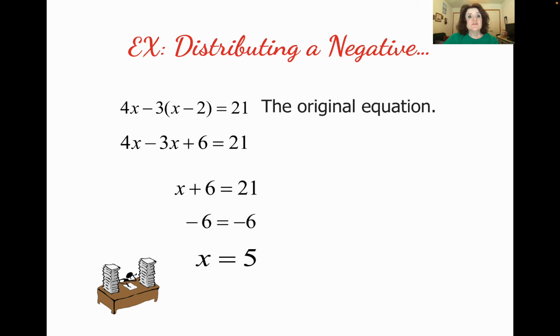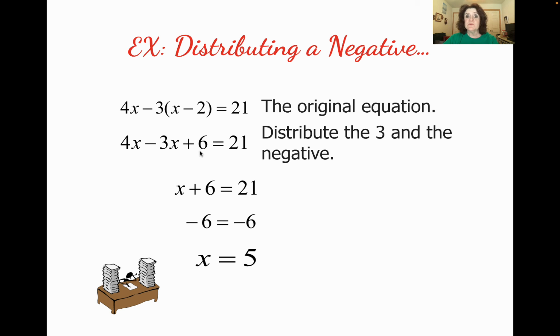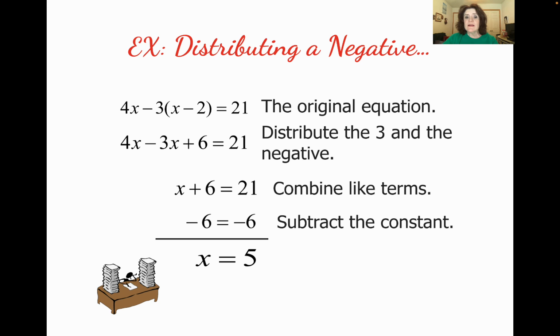This one is distributing, and it's distributing a negative, so we're going to distribute the negative 3. Negative 3 times x is a negative 3x, but negative 3 times negative 2 is a positive 6. Be very careful when distributing the negatives. Then you're going to combine those like terms. 4x minus 3x is 1x. Subtract the constant of 6 and you're done because there is nothing else to do here. There's no division.